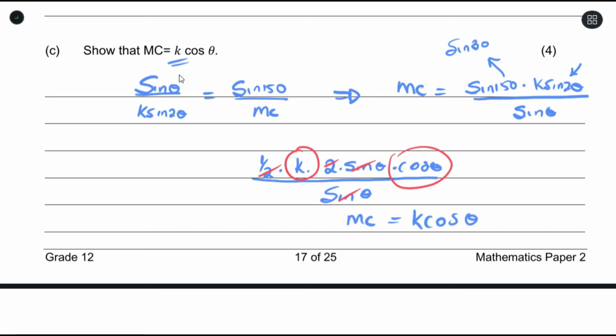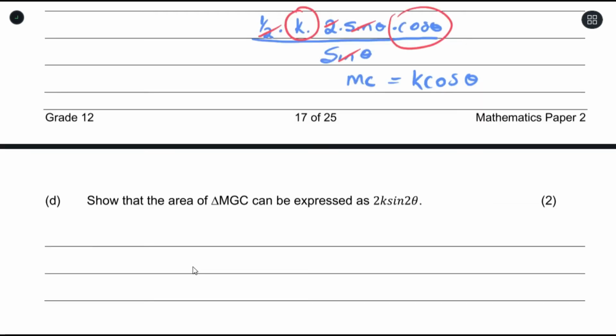And that's it. Now, D says, show that the area of triangle MGC can be written as 2K sine 2 theta. Normally, since it is not a right angle triangle, the area can be calculated using the area rule, right? And the formula looks something like this. You can say the area is equal to half ab sine C, something like this. Okay, so it always has to be an included angle, right?